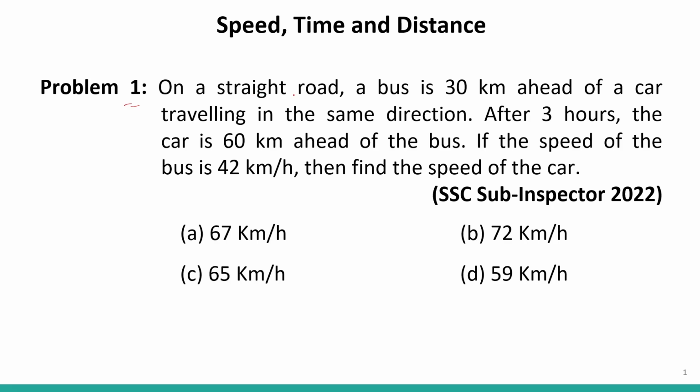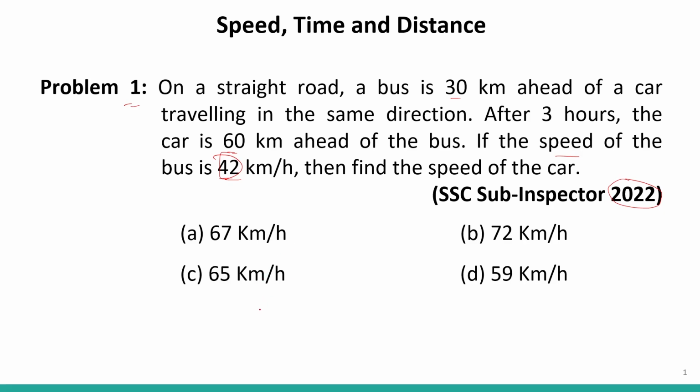On a straight road, a bus is 30 km ahead of a car traveling in the same direction. After 3 hours the car is 60 km ahead of the bus. If the speed of the bus is 42 km per hour, then find the speed of the car. This question was asked in the SSC Sub Inspector 2022 paper. Is it option A, B, C or D? We'll know right now.